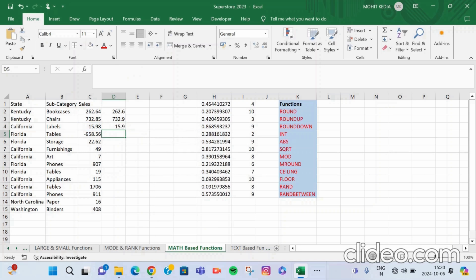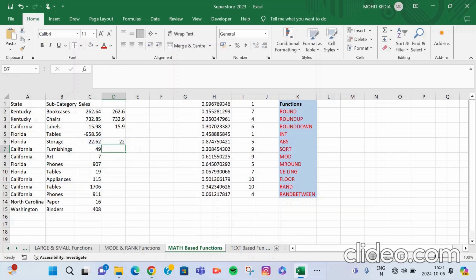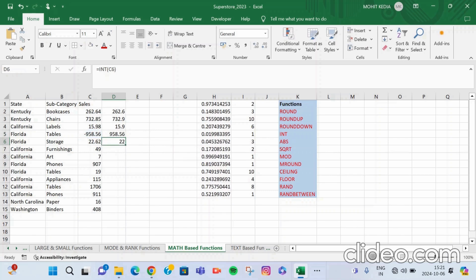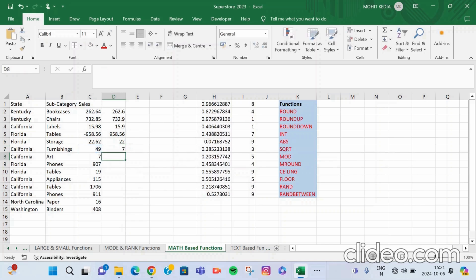Then we have integer. So this value we can turn into an integer. And then we have absolute, the absolute value of minus 98.56. Then the square root. Let's take the square root of this number 49, which will give me 7.